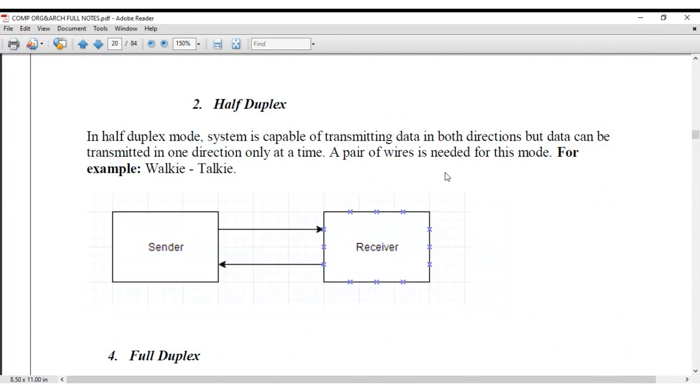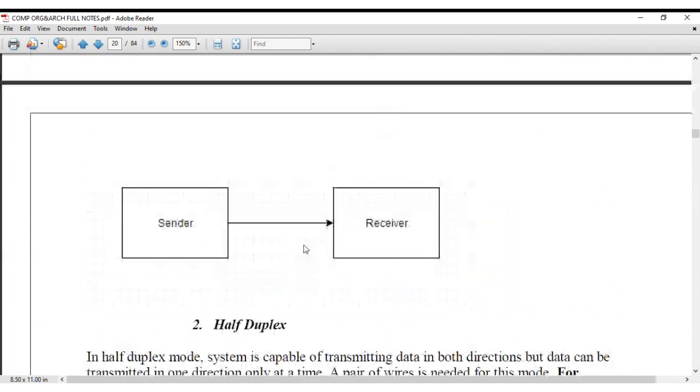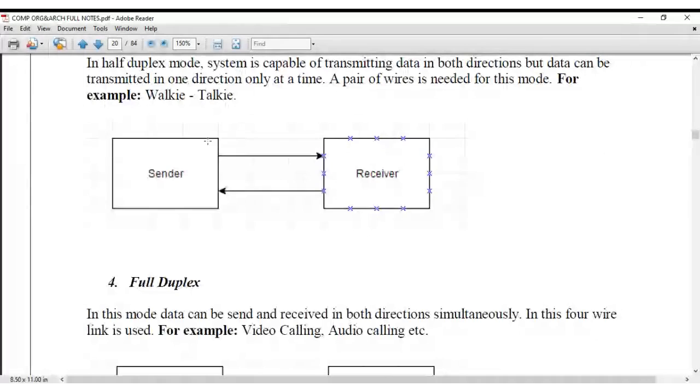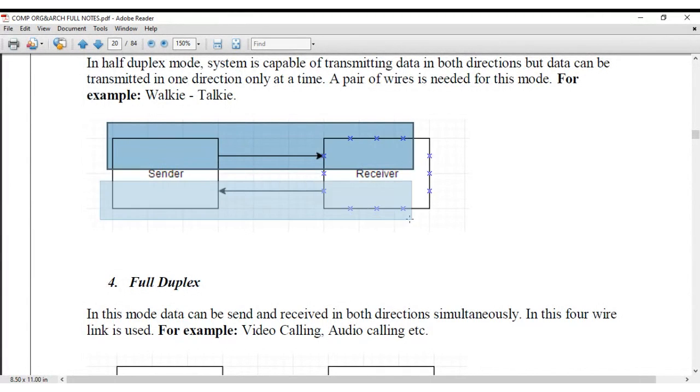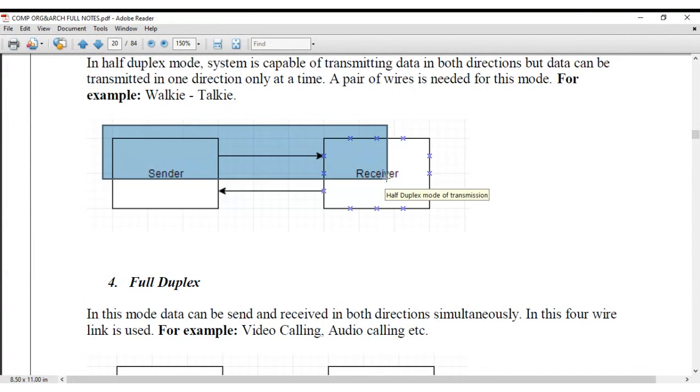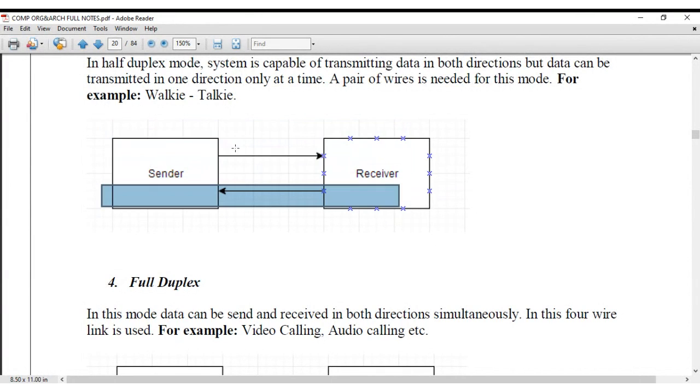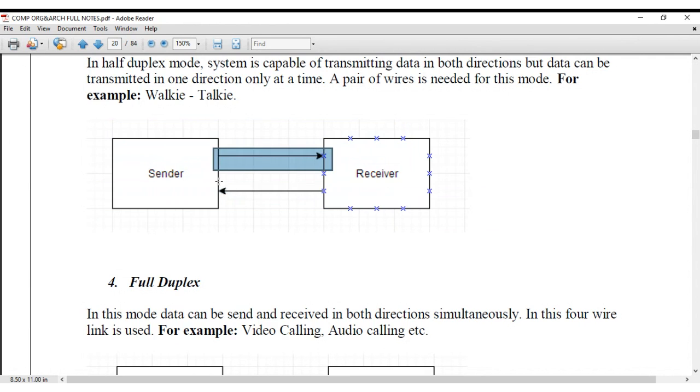So in simplex, there is only one arrow that is pointing to the receiver, meaning that communication comes from sender to receiver only. That is the only way transmission works. Then half duplex, sender can send and receiver can also send, but at their own separate time. That's why we have two arrows, one to receiver and another from receiver to sender, half duplex.